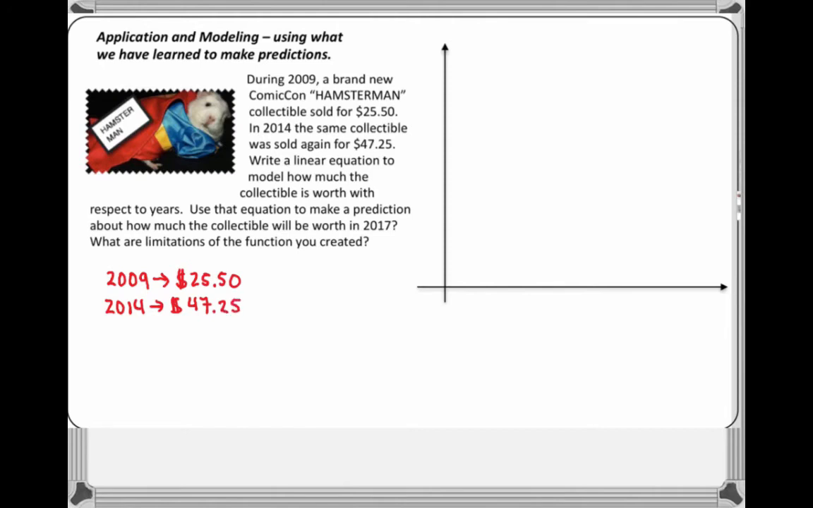It says write a linear equation to model how much a collectible is worth with respect to years. So we want to plug in years and get a value out. And then we want to use it to make a prediction about how much it's going to be worth in 2017, which was a couple of years ago. But anyhow, that's the spirit of the problem. So let's start breaking things down and looking at strategies.